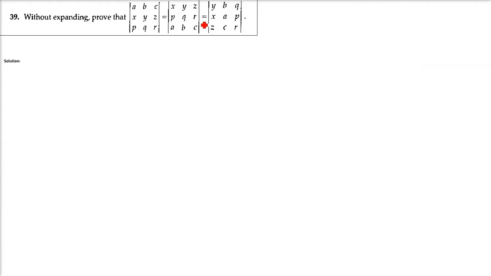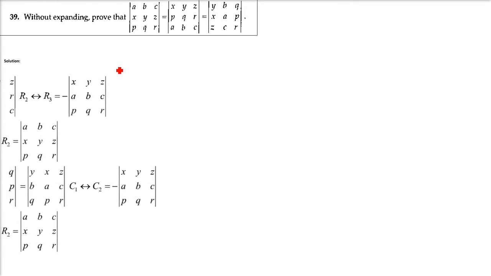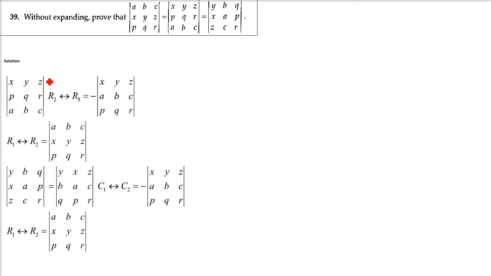Now without expanding, we will just exchange the rows and columns. This is very easy, let me tell you. Just take the rows and columns and exchange them, or you can take the transpose also. So let me show you the first one. We are exchanging row 2 and row 3. Whenever we exchange one pair of row and column, the result will be negative.